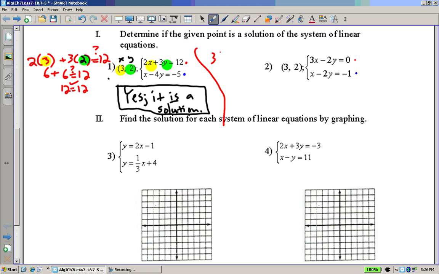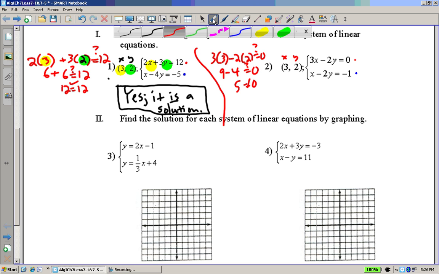3 times, see, x and y. 3 times 3 minus 2 times 2 equals 0. 3 times 3, 9 minus 4 equals 0. A little question mark. 9 minus 4 is 5. Now, is this true? Well, no, it's not. 5 is not equal to 0.